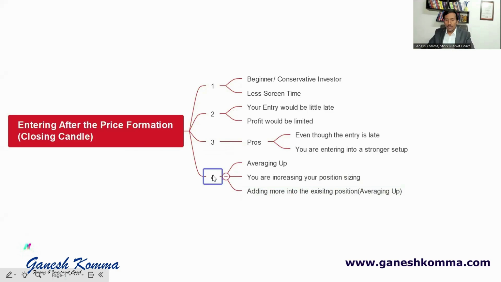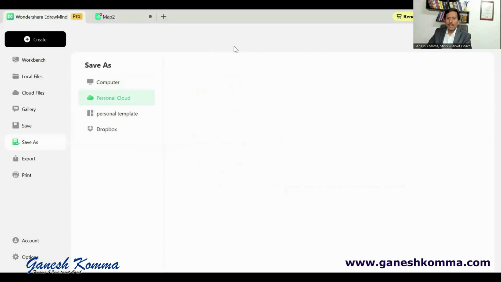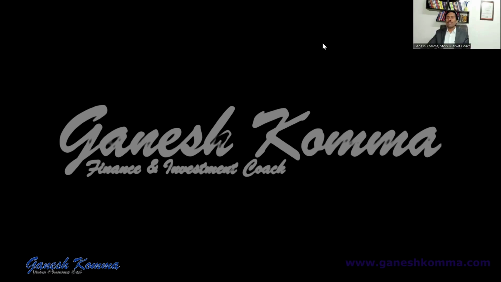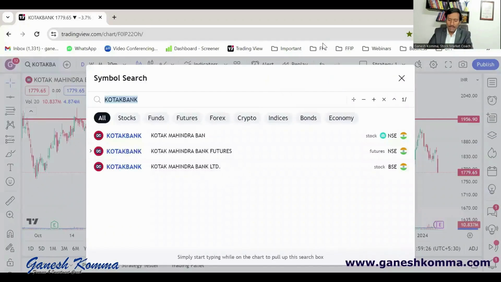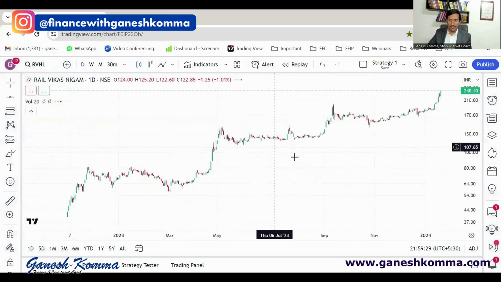Now let me give you a few examples. Let me share my TradingView screen. Let me pick up a few examples. I'll be taking RVNL as an example, Rail Vikas Nigam Limited.